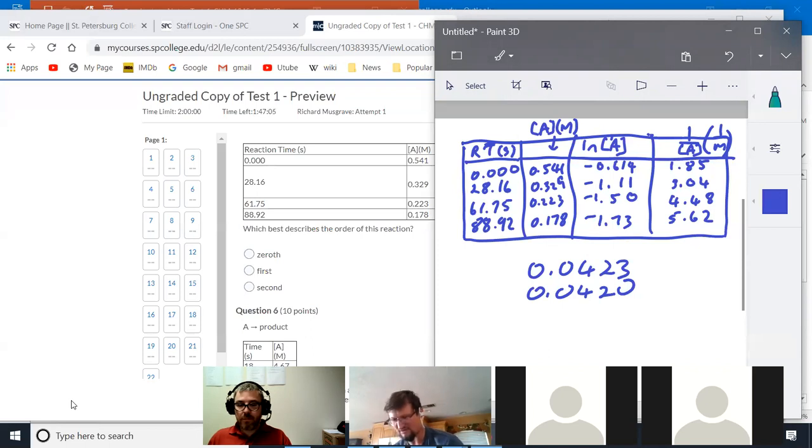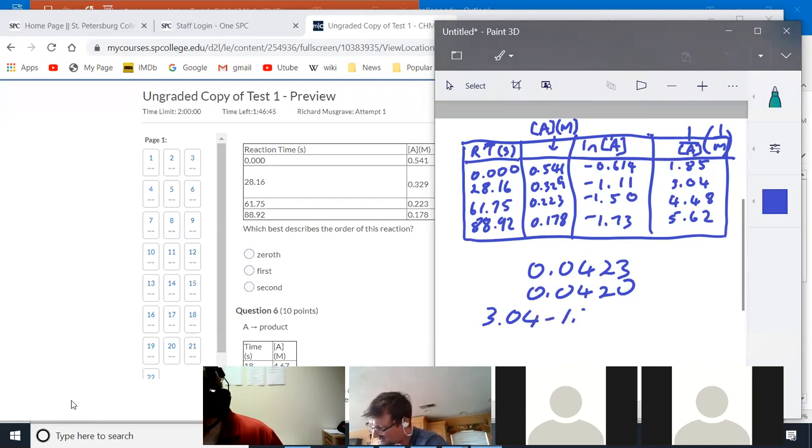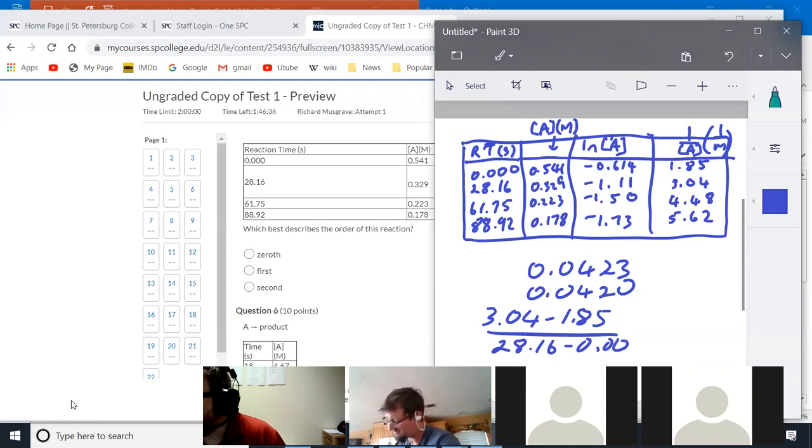Can you go over how to set up the first order and the second order slopes, to make sure I was putting in the right numbers? I know how to do the math. I'll do the first one here for the 0.0423. I'm going to switch it around here: 3.04 minus 1.85 over 28.16 minus 0.00. Is that okay?